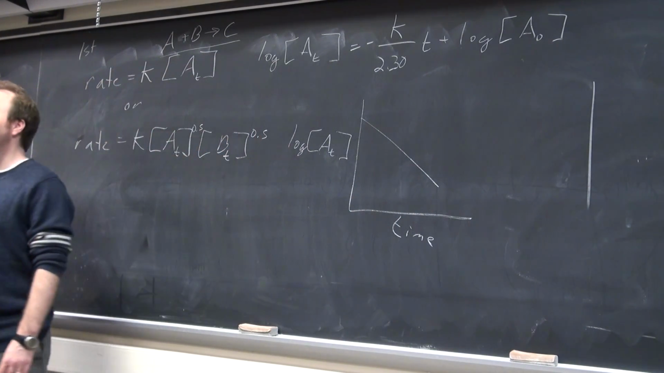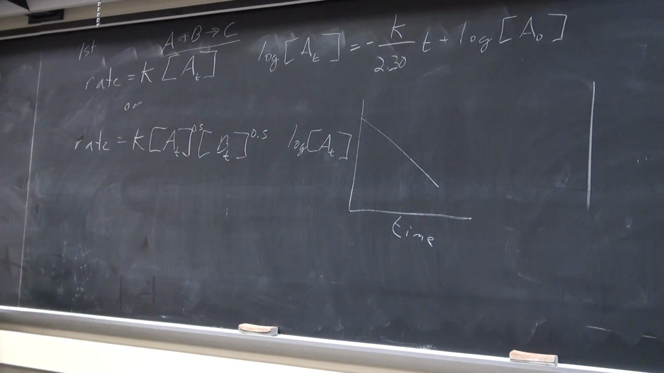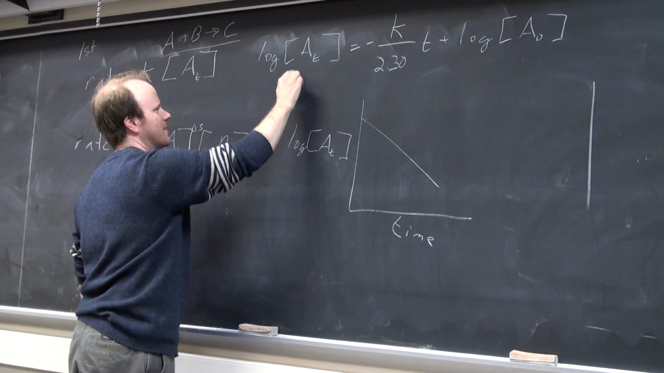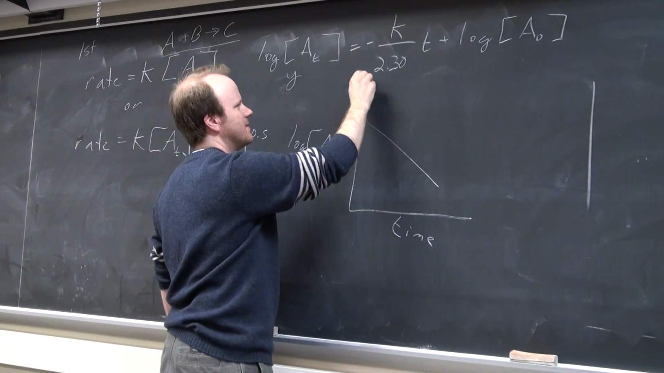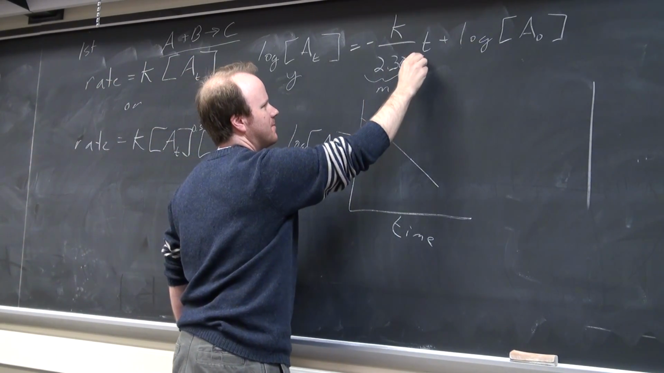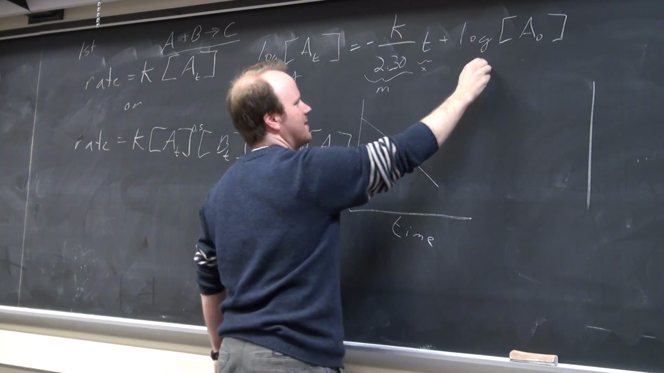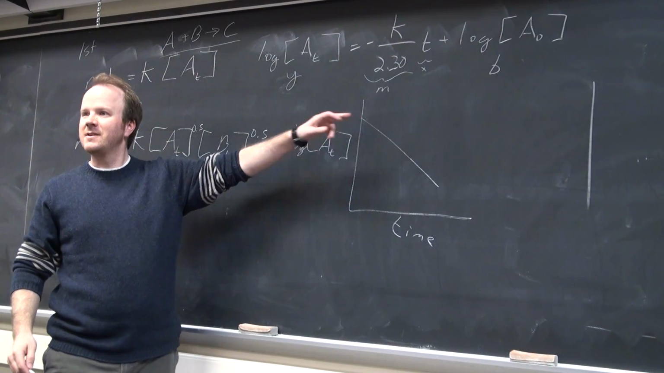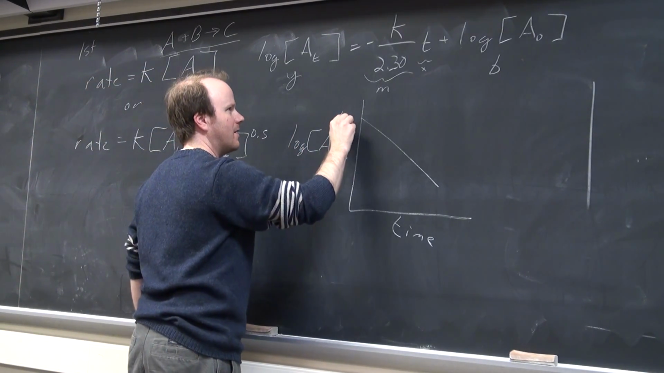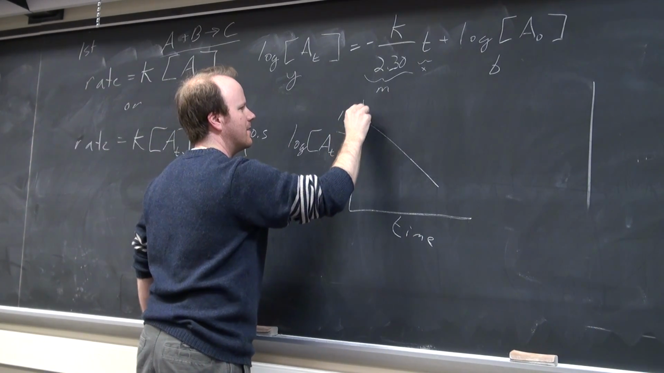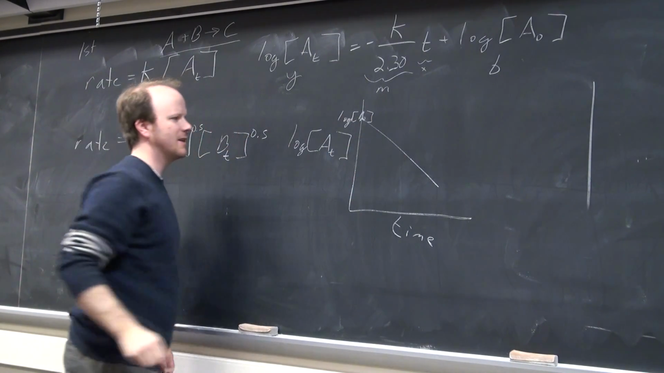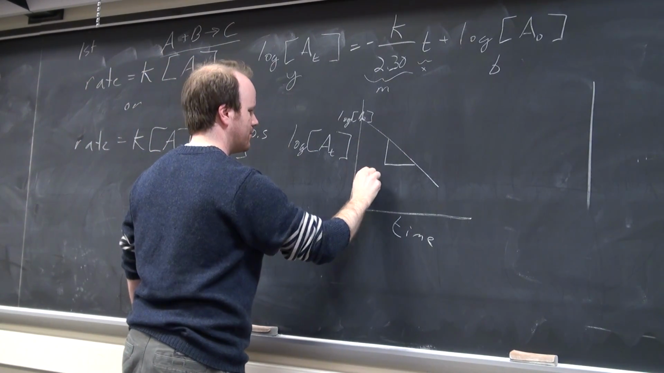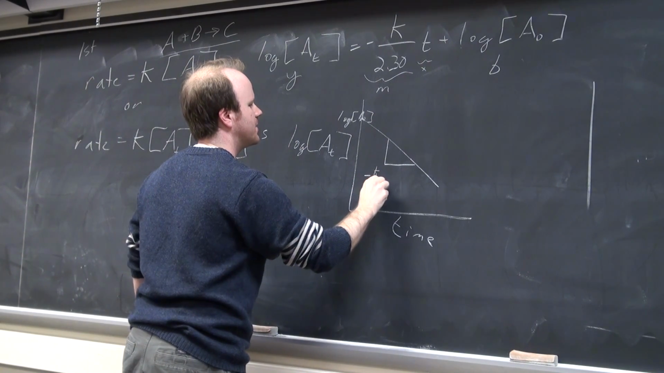Okay, why is it a straight line? Because we linearize. Y equals m times x, time, plus b. So what's the intercept? Log of A0 is the intercept. What's the slope? Minus K over 2.3.